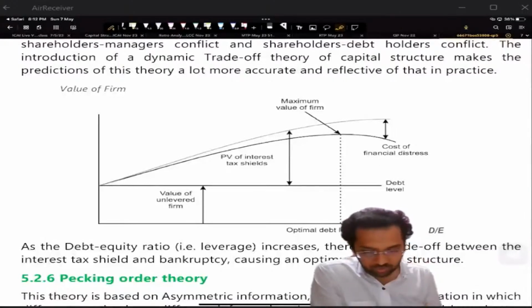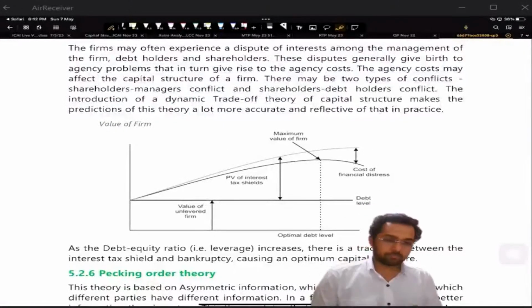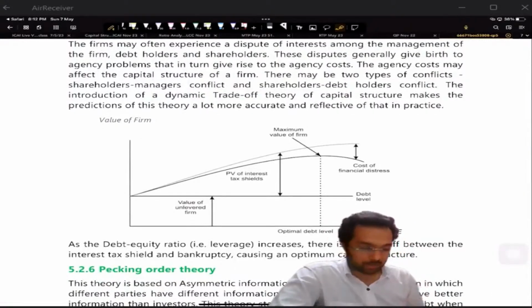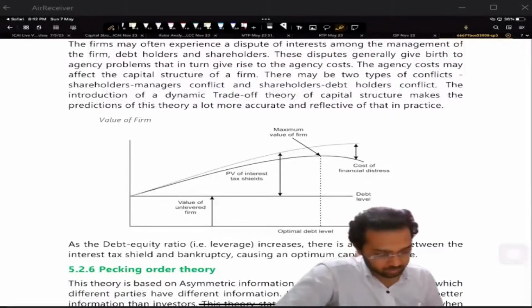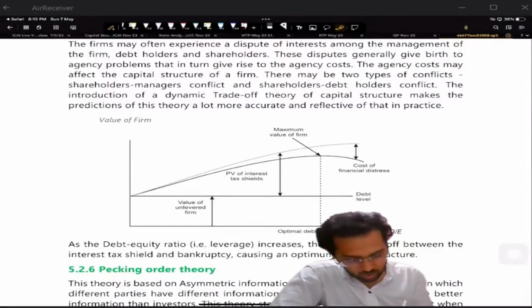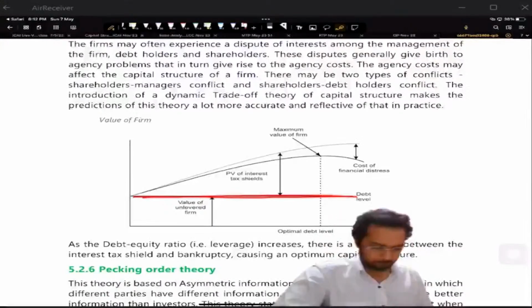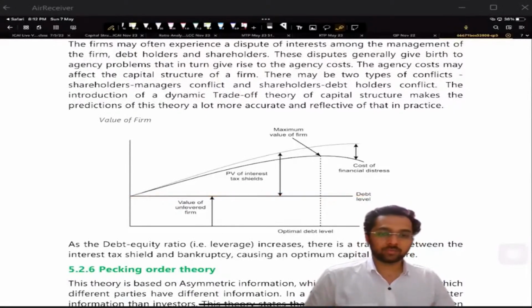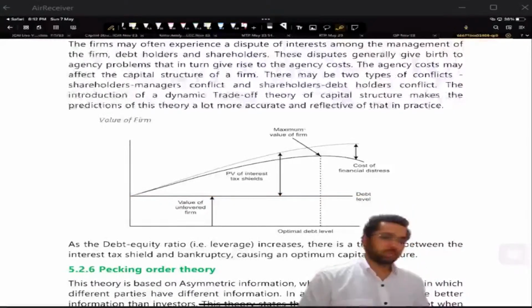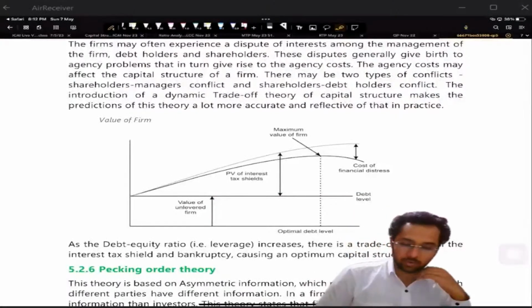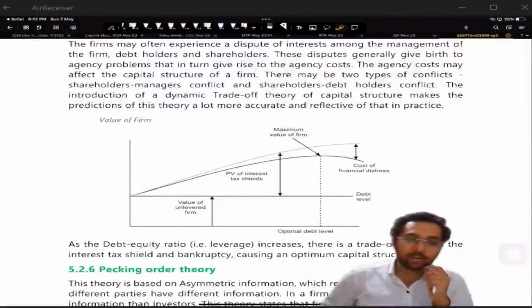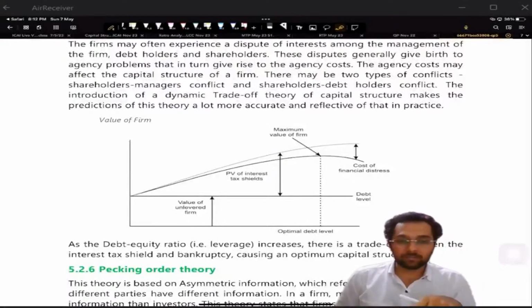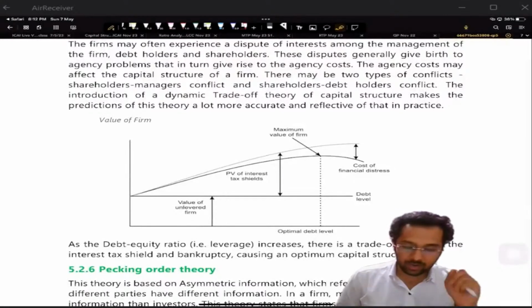Okay, so this trade-off theory now, based on the capital structure theories that we have learned, also favors that the value of the unlevered firm, this one, is at one level. And if you want to raise the value of your firm, what are you supposed to do? You'll have to take advantage of financial leverage if it is in your favor. If financial leverage is in your favor, you should take advantage of it.